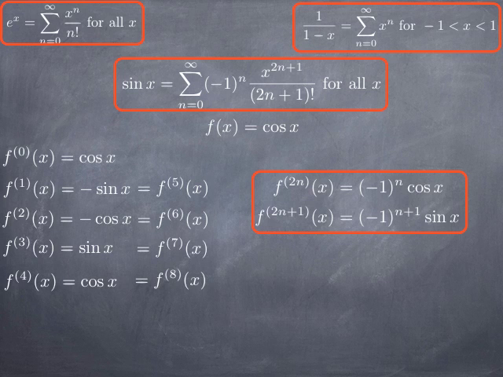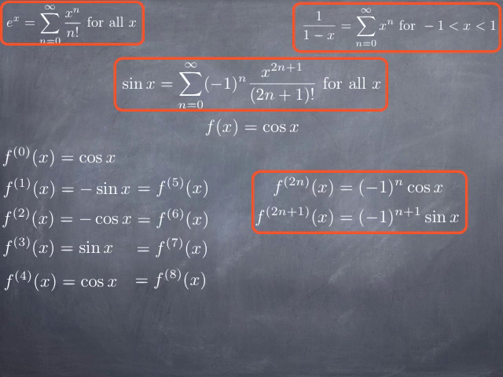And similarly, for the derivative of odd order, we can write odd numbers under the form 2n plus 1, and what we obtain is -1 to the n plus 1 sine x, because in particular when n is 0, we get the first derivative, which is -1 to the 1 sine x. Indeed, it's negative sine x. And then when n is 1, we get the third derivative, which is positive sine x, and that corresponds to -1 squared sine x, and so on.